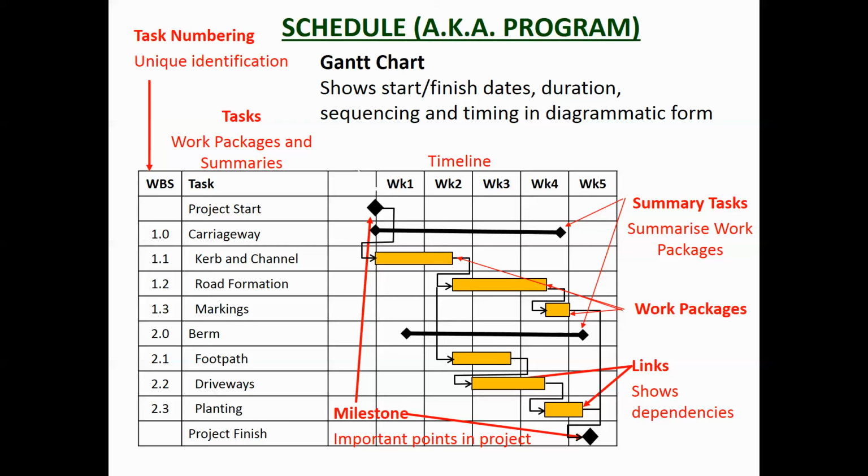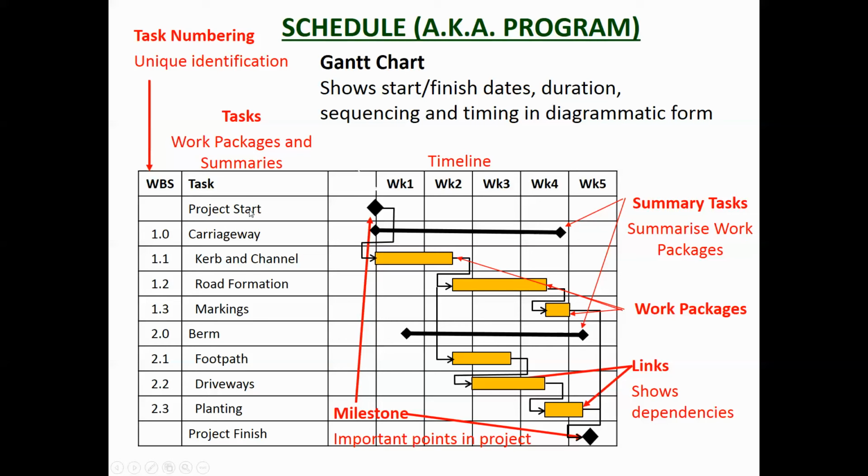So the schedule is also known as a program or a timetable. The format we normally use is a Gantt chart, which shows the start, finish dates, duration, sequencing. So hopefully you all know this, but I'll talk about it anyhow. On the left hand side there'll be a unique identification, a WBS number. Now every work package should have a unique numerical identifier. There might be curb and channel on this section, and then there might be another section where there's curb and channel as well. So you need to have a unique identifier.